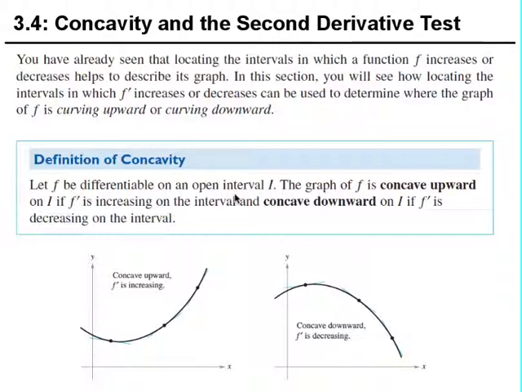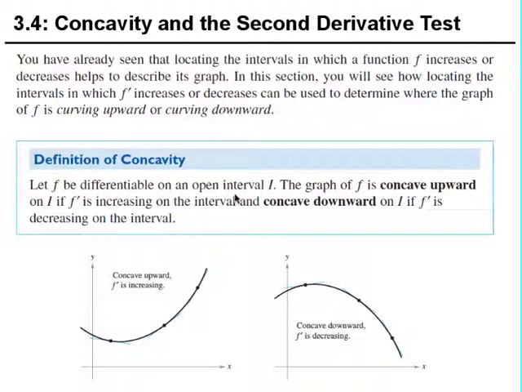So first of all, you have already seen that locating the intervals in which a function f increases or decreases helps to describe its graph. In this section, you will see how locating the intervals in which the first derivative increases or decreases can be used to determine where the graph of f is curving upward or curving downward.